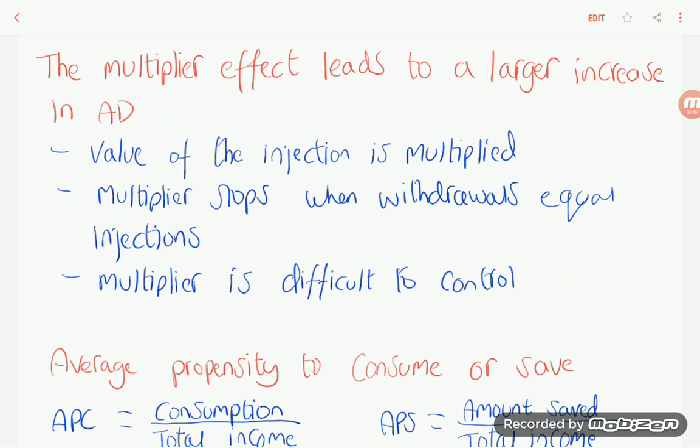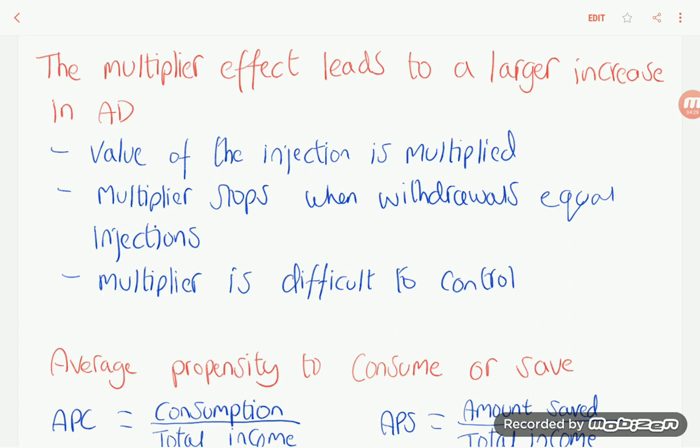When there's an injection into the economy, as a result of increased government spending, for example, the AD will shift to the right. However, when money is injected into the circular flow of income, the value of the initial injection is multiplied. This is the multiplier effect. One person's expenditure becomes someone else's income. So the money goes around the circular flow multiple times until it's all leaked out.